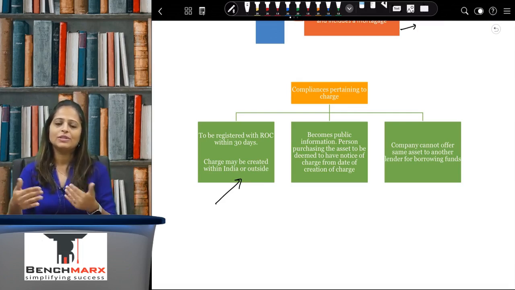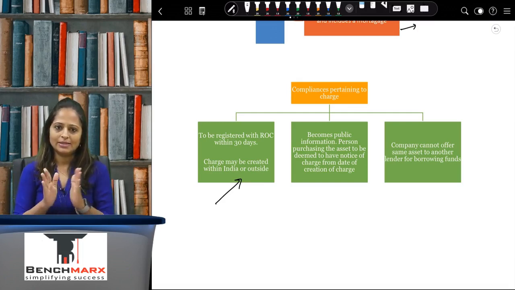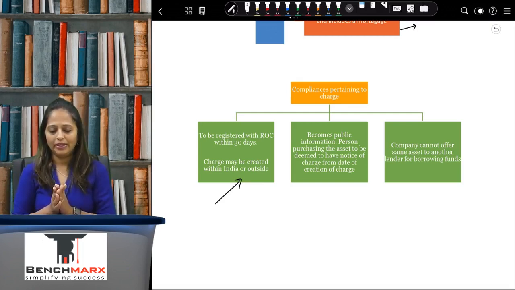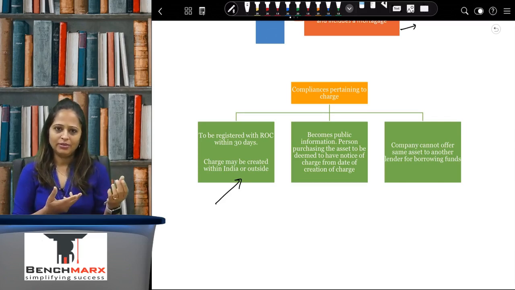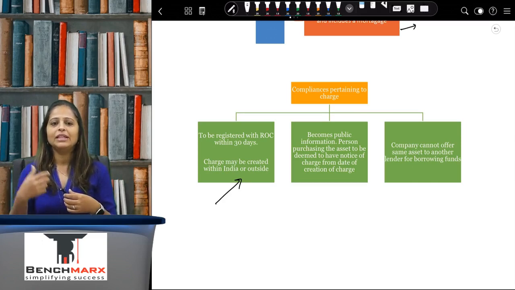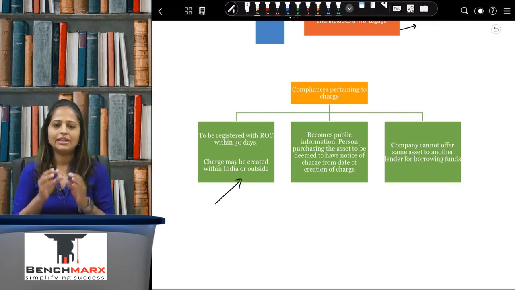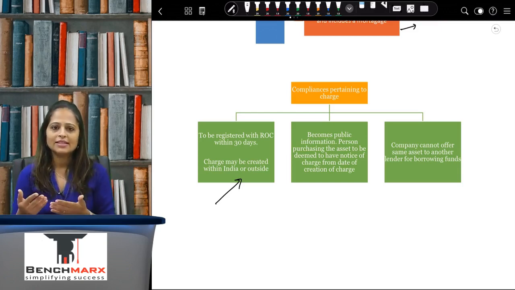So everyone who's dealing with the company is deemed to have knowledge that a charge has been created on this particular property. Like how you had your memorandum of association, where any person who's dealing with the company is deemed to have knowledge of the objects of the company, correct? Similarly here this has become public information, and every person who's dealing with the company is deemed to have knowledge of the charge that is being created. Why am I emphasizing so much on this?